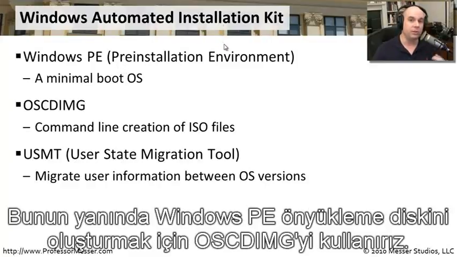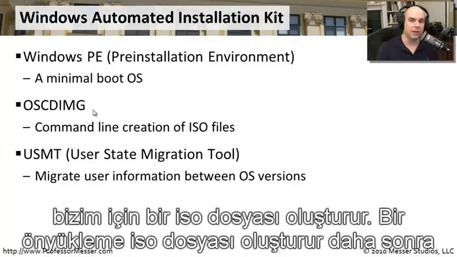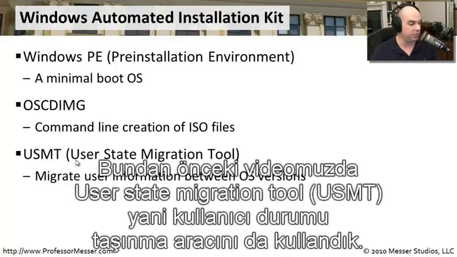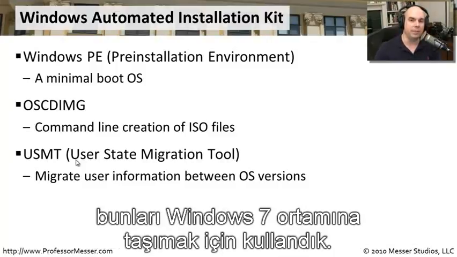To create that Windows PE boot disk, we used OSCDIMG, which takes a lot of files on our system and creates an ISO for us, a boot ISO that we could then burn to a CD or DVD, or put on one of our memory sticks so we could boot our system up. And in a previous video, we also used the User State Migration Tool, which we used to take files from an older operating system and migrate them into Windows 7.